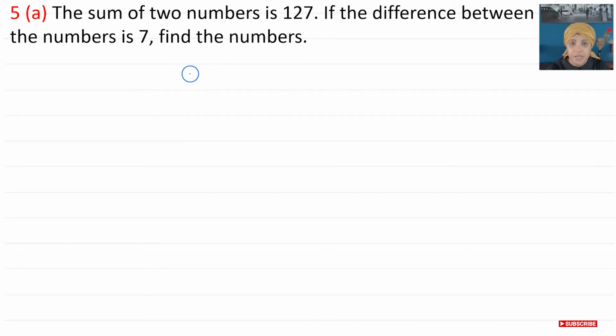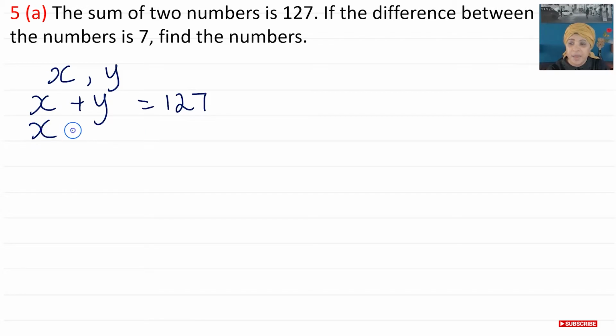That means we need to form equations. The first one is adding them. The second one is subtracting the two numbers. Let's say our two numbers are x and y. If we add them, x plus y, we're going to get 127. If we subtract them, x take away y, and it could be y take away x, but they are just two numbers. We don't know which one is x, which one is y, so don't worry too much. Just make a decision which one you're going to subtract. So x take away y will give you 7.